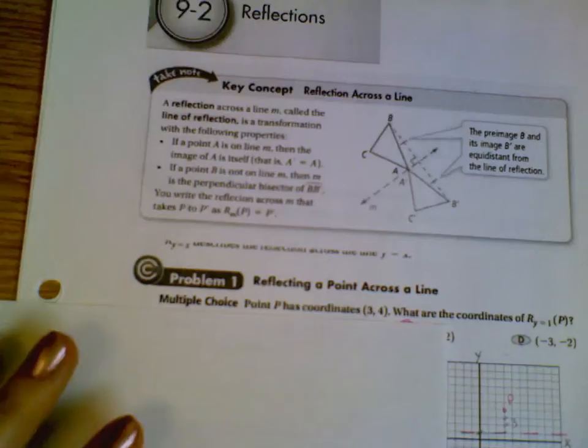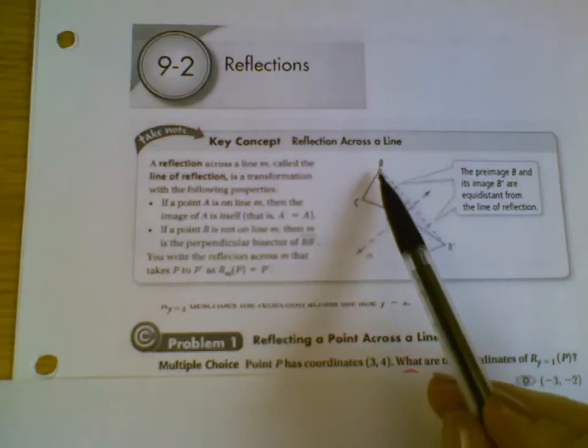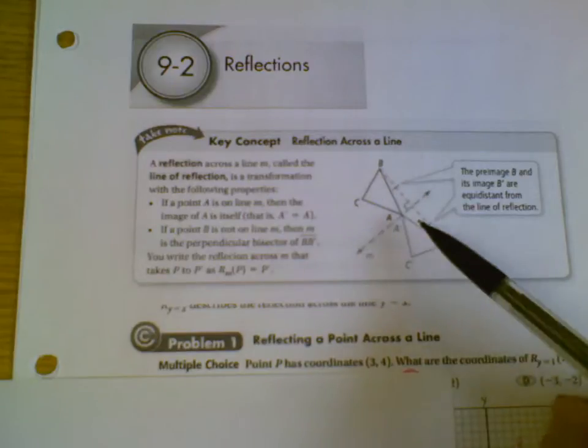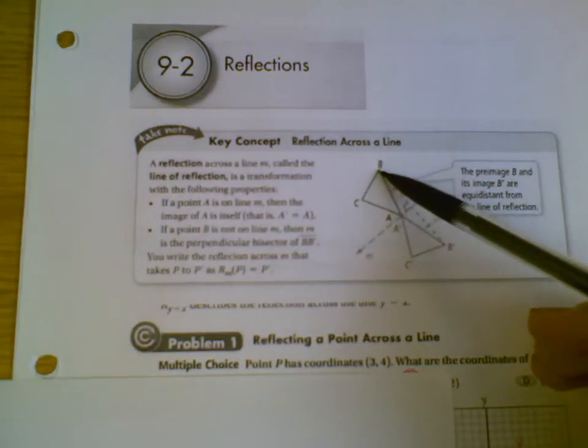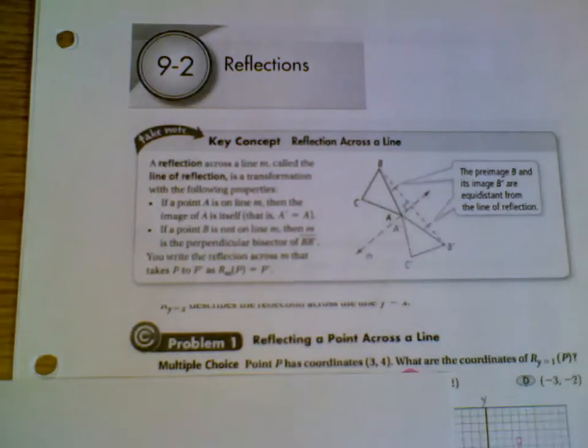Okay, section 9.2 is about reflections. So what we're going to do is plot a point and reflect it across one of our lines. All you have to do is make sure that the distance from the point to the line is the same on both sides. So let's see what that looks like.